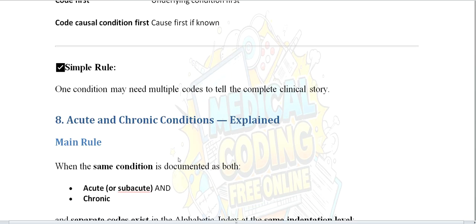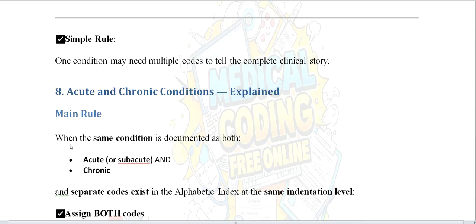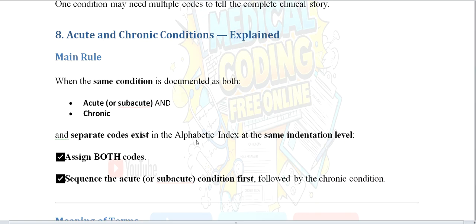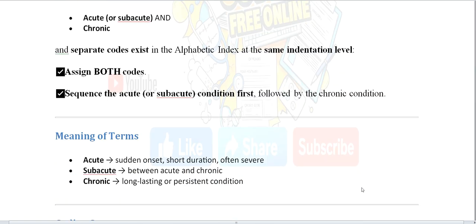That's it. Next, very, very important, and in your interview you may also get the question on acute and chronic conditions. So, acute and chronic condition. When the same condition is documented as both acute, or subacute, and chronic, and separate codes exist in the alphabetic index at the same indentation level, assign both codes. Sequence the acute or subacute condition first, followed by the chronic condition.